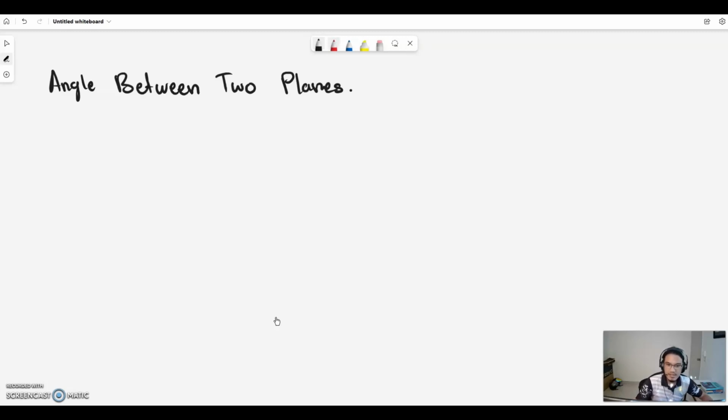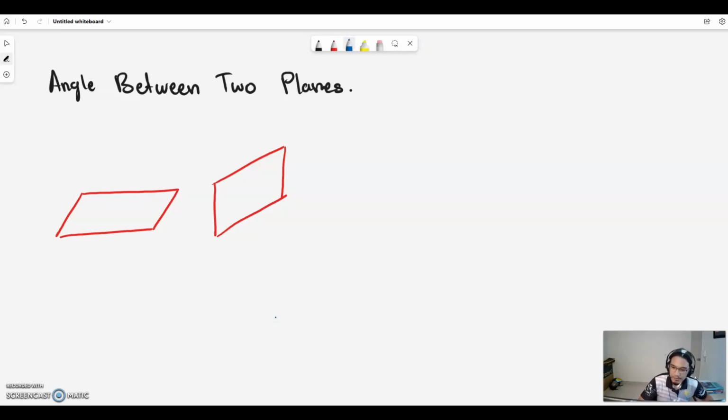Alright, so let's say we have two planes right here. This is a plane and here is another plane. Each plane has a vector that is perpendicular to its surface, a normal vector, n. In order to calculate the angle between these two planes, we will use the formula from the dot product, cosine theta.